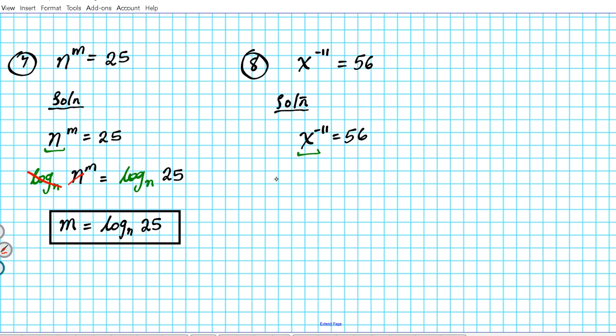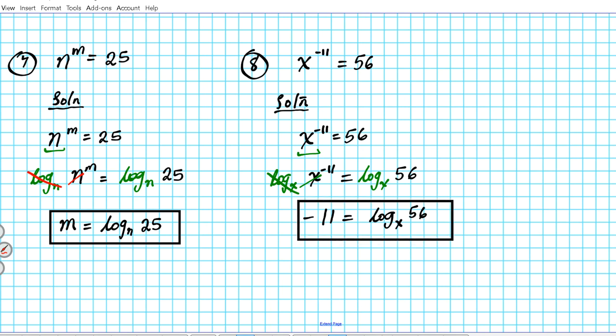So what we're going to do is take log base x of both sides of the equation: x to the negative 11 on the left side, and log base x of 56 on the right. Okay, and then on the left side we have the cancellation action happening. Log base x and x take each other out, and then you're left with negative 11 is equal to log base x of 56. That's the answer to question number 8.